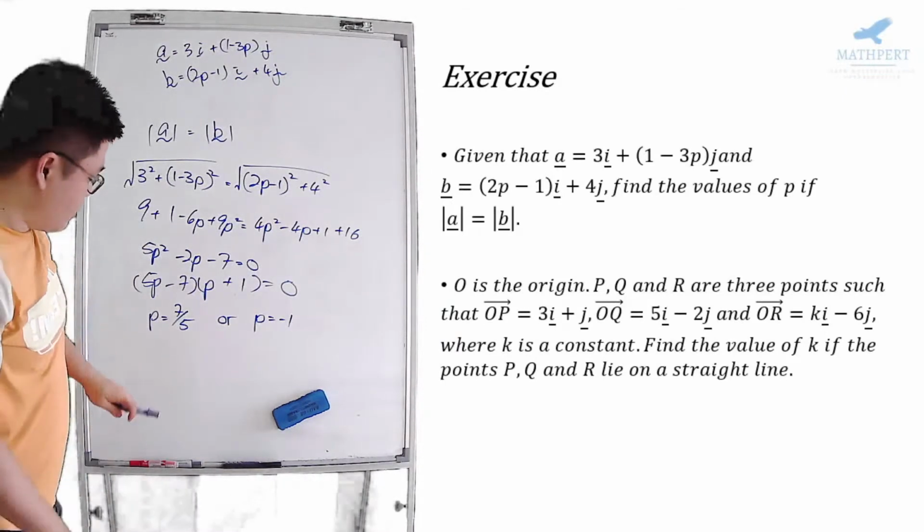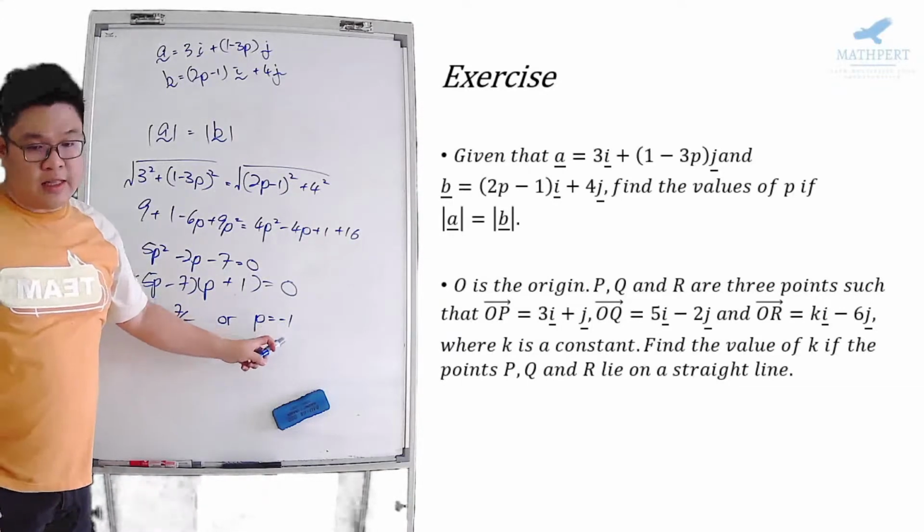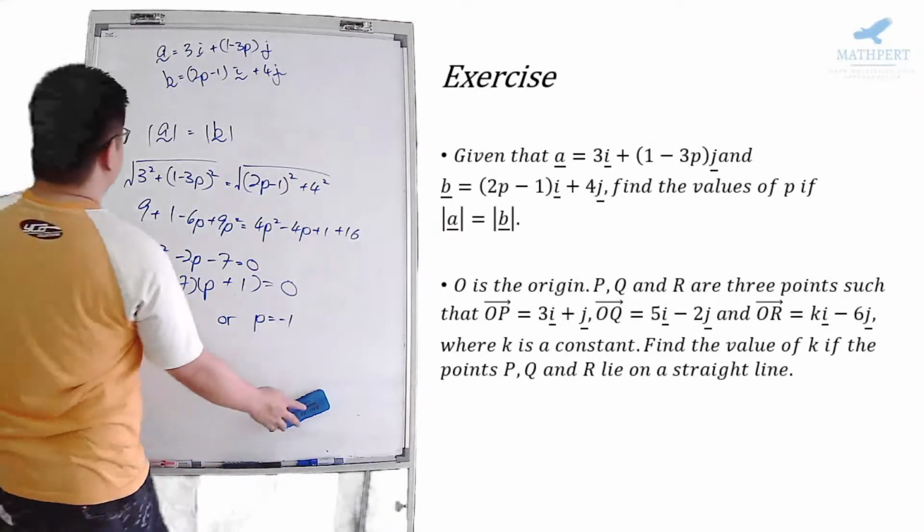Okay, find the values of p, alright? P can be equal to 7 over 5 or p equals negative 1. So next question.